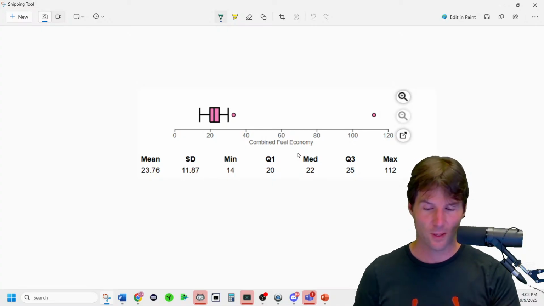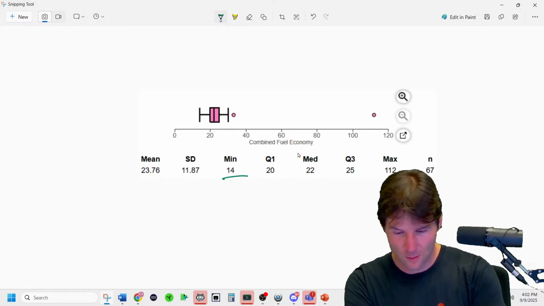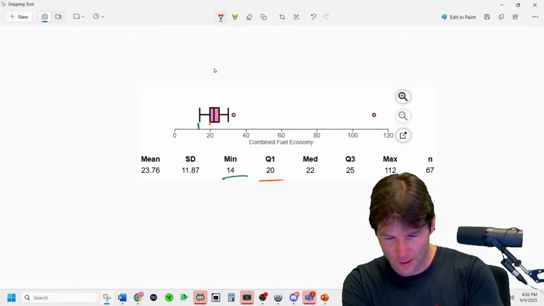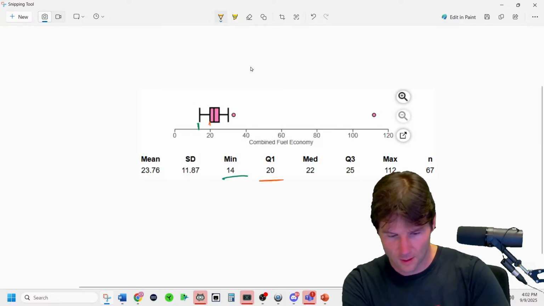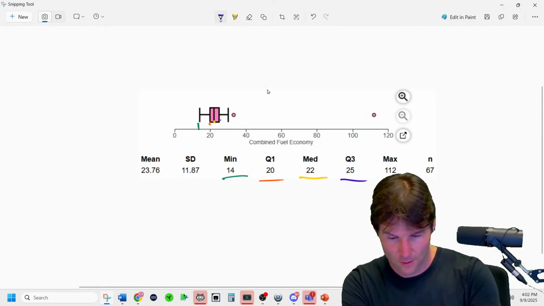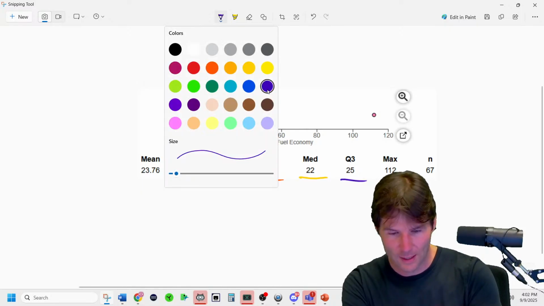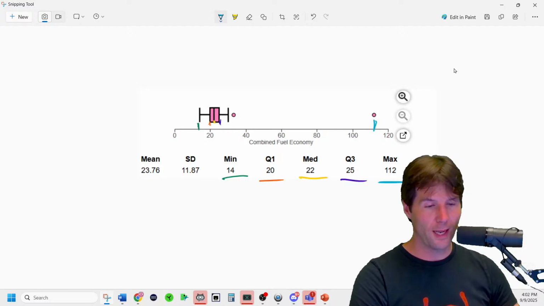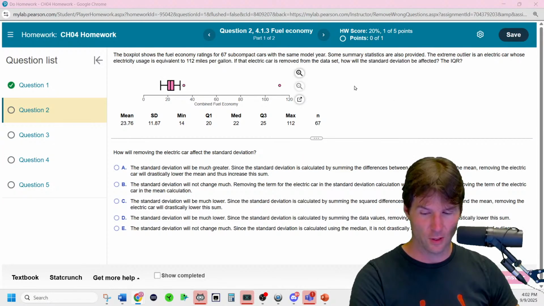We got a box plot right here showing us the min, which is down here. The Q1, which is there. The median, which is here. We'll find that one here. There's that. And then the max, which is all the way over there. So the max is a huge outlier for the electric car. How will removing the outlier affect the standard deviation?